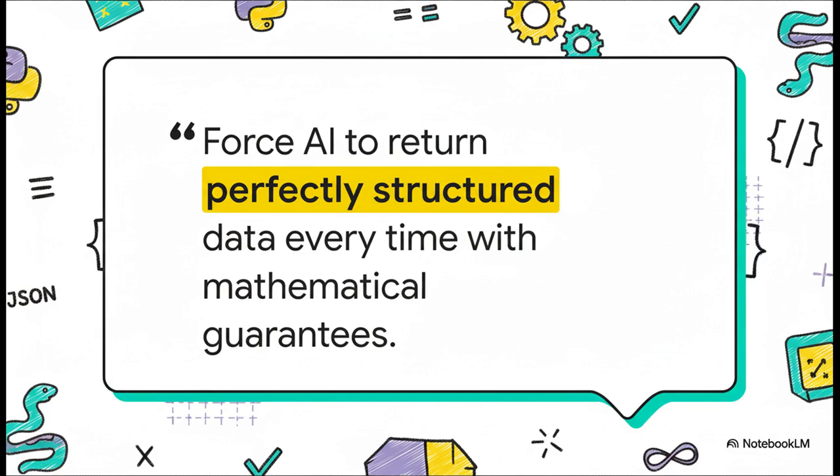This quote right here gets to the absolute heart of what we're talking about today. I mean, just imagine it. Forcing an AI to give you exactly what you need every single time with a mathematical guarantee. That's not science fiction. That's the promise of a library called Outlines.